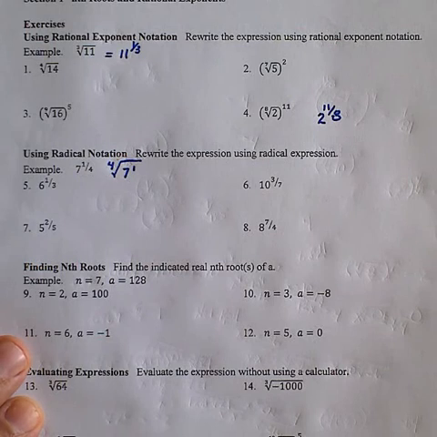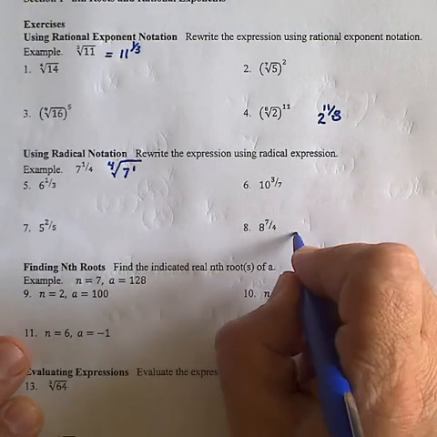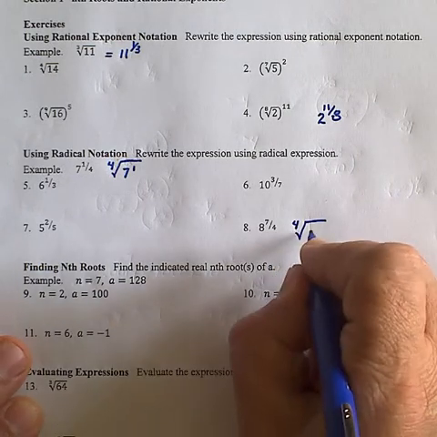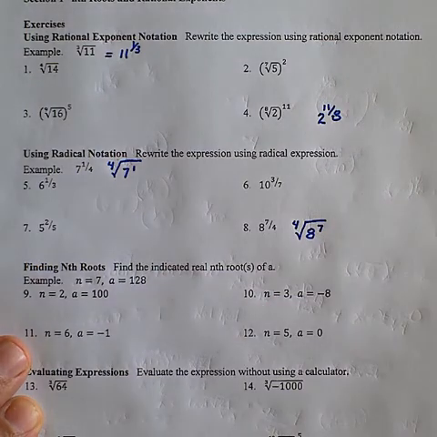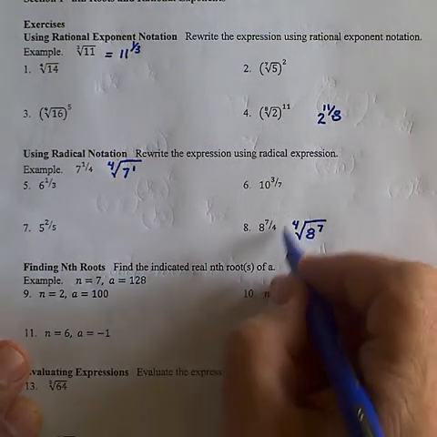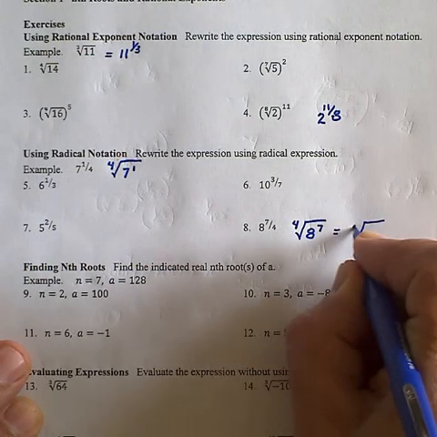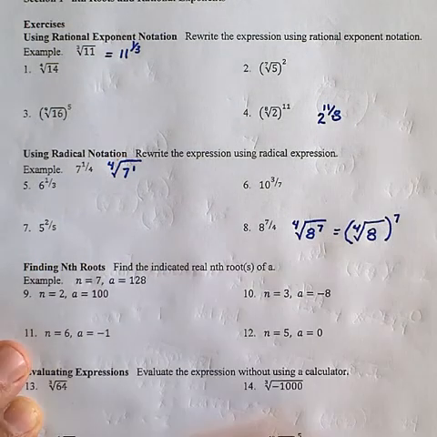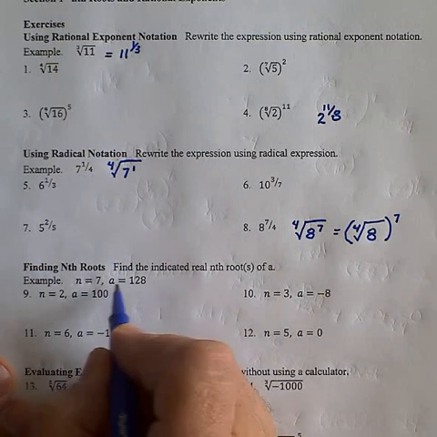Okay, same thing with number 8. 7 is your exponent, 4 is your index, so I would write that as the 4th root of 8 to the 7th power. So you could also put parentheses around this. You'll see some of the other questions that look like this a little bit. That's the 4th root of 8, and then they put the 7 outside. Same thing.